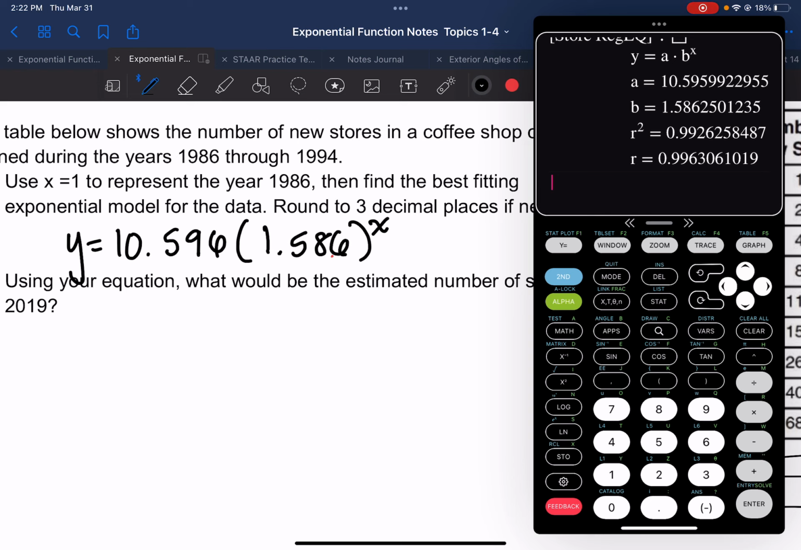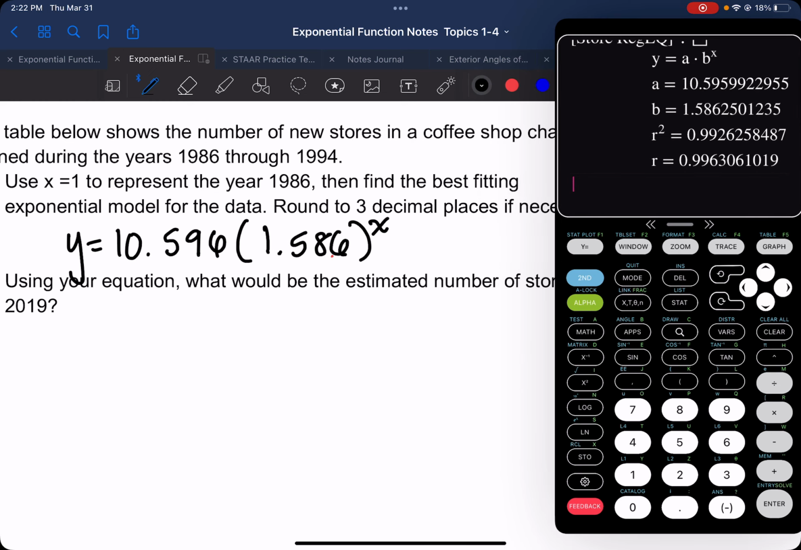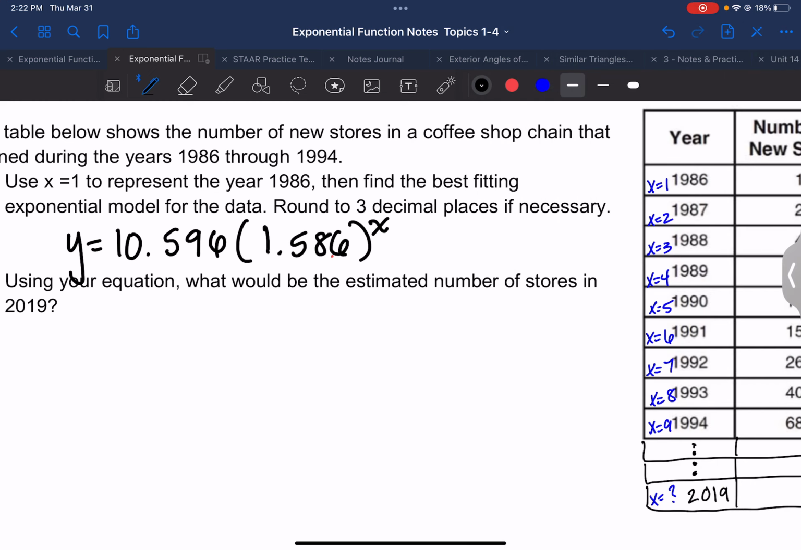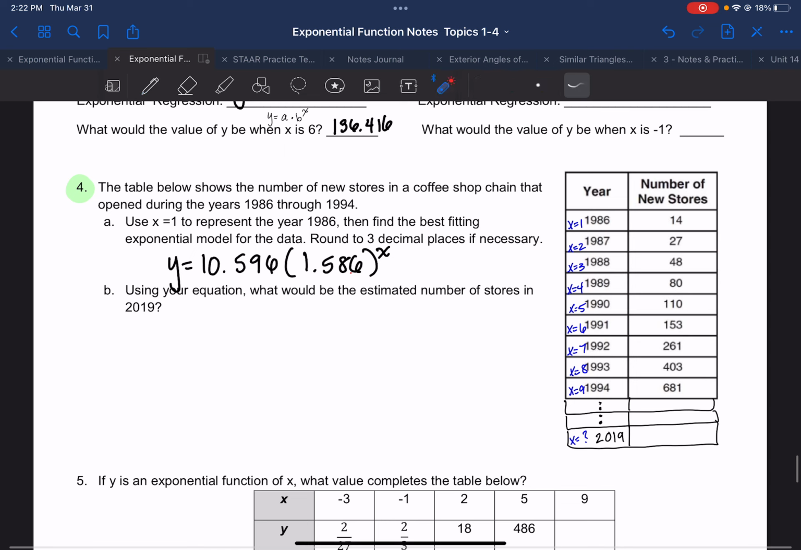All I need to do is answer the question that they want me to answer. It says, using the equation we just found, what would be the estimated number of stores in 2019? Now let's think about this real quick. I'm not going to plug in 2019 into here. Why? Because remember, we were using 1 to represent this year, 2 to represent this year. So what number would go here to represent 2019?